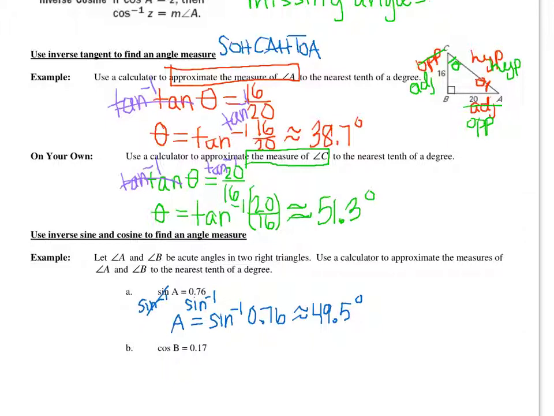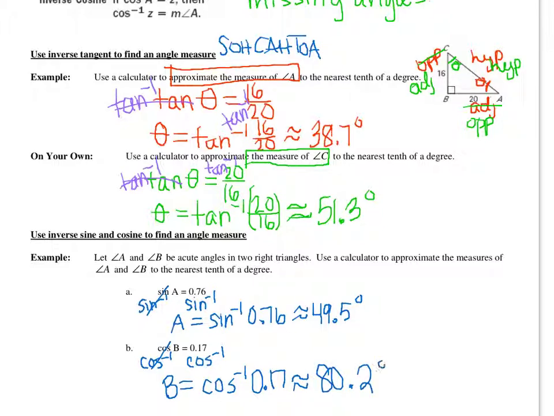For this next one, I want to undo cosine, so I'm going to use the inverse cosine to cancel those out. And I'll also do the inverse cosine on the other side. So my angle B equals the inverse cosine of 17/100. And if you put that into your calculator, make sure you use the inverse cosine button, you'll get that that's approximately 80.2, and that's degrees. All right, let's look at the other side here.